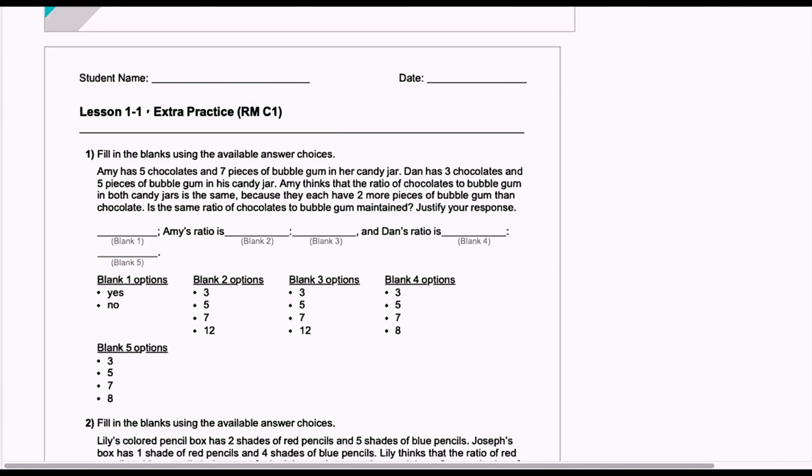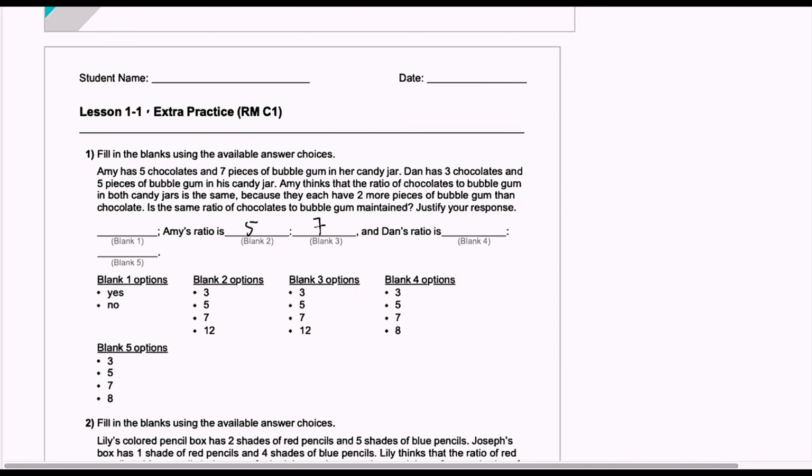We have a relation between the number of chocolates and bubble gum. Okay, 5 chocolates and 7 pieces of bubble gum. Then the ratio is 5 to 7. Dan has 3 chocolates and 5 pieces of bubble gum in the candy jar. Then we have another ratio. Let's write the first ratio for Amy: 5 chocolates to 7 bubble gum, then 5 to 7.